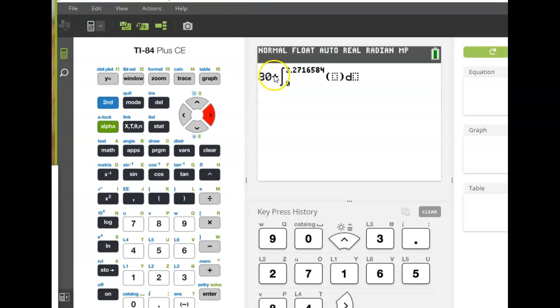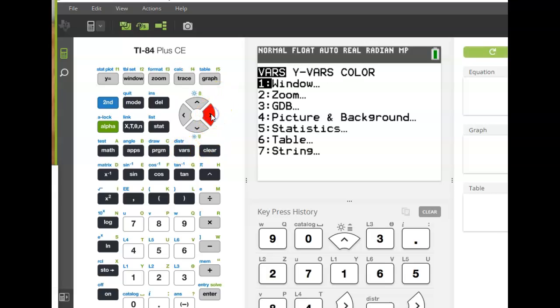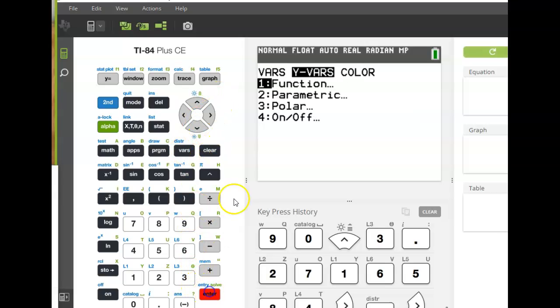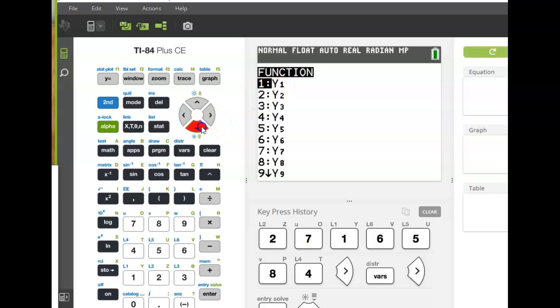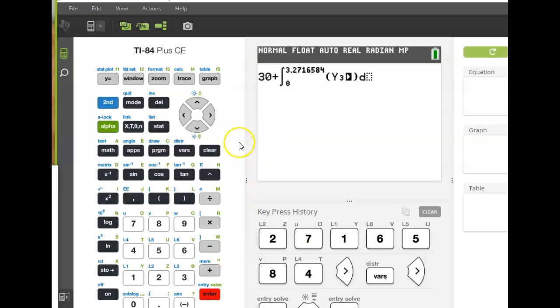So this is what I did. I did 30 plus the integral from 0 to our intersection point. And then we want to do the rates, which was, now notice, I already have y2 minus y1. You could just do this. Y vars, function, and instead of doing y2 minus y1, didn't we enter that in as option 3? Because that is the two functions already. You should get the same answer either way.